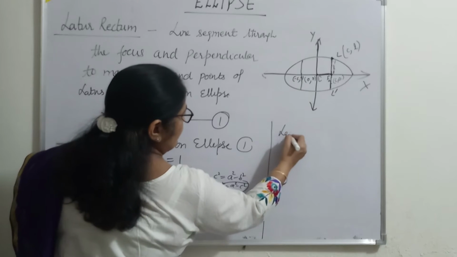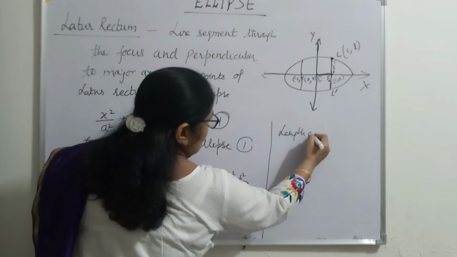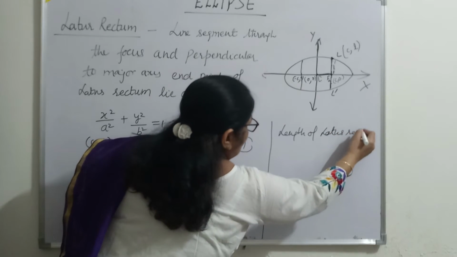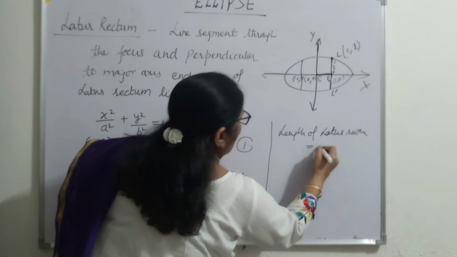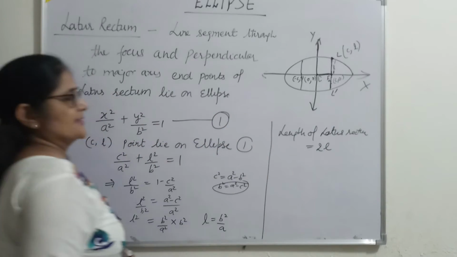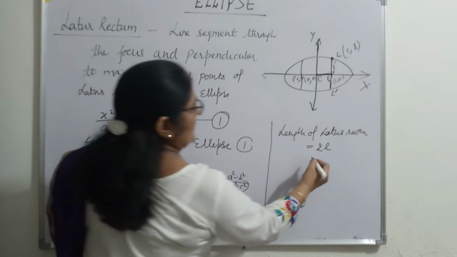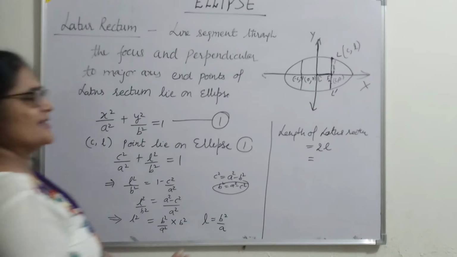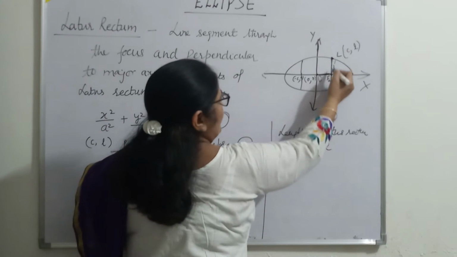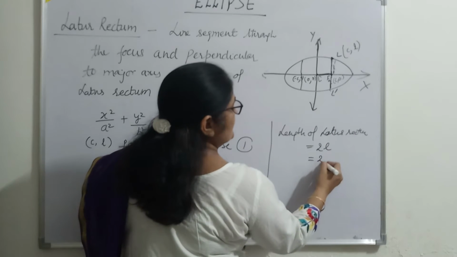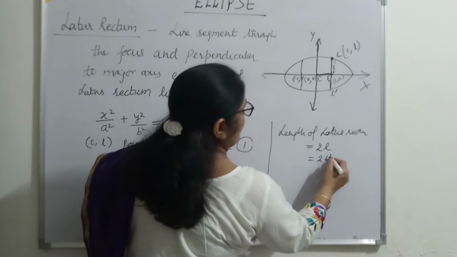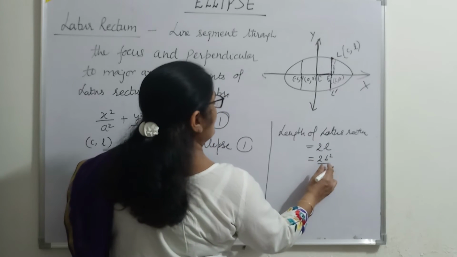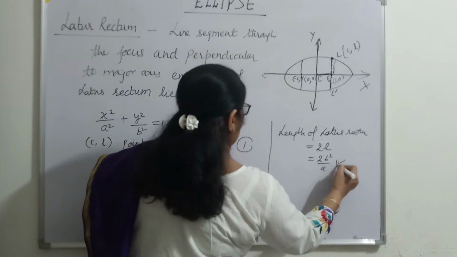The length of the latus rectum will be 2l. Why? Because it is symmetrical about the x-axis. The curve is also symmetrical about the y-axis, but we have to find the latus rectum, so we use this. So 2b square upon a. So the length of the latus rectum is 2b square upon a.